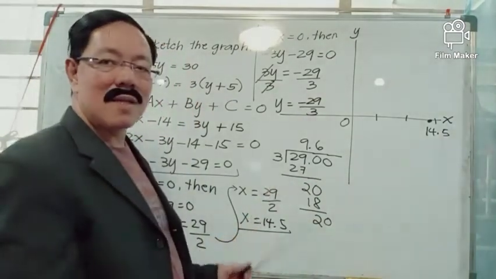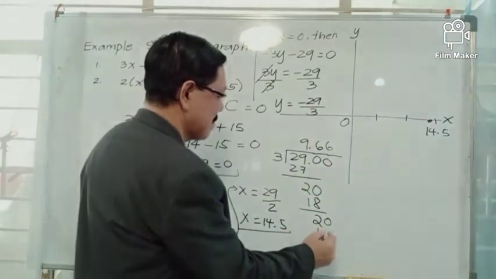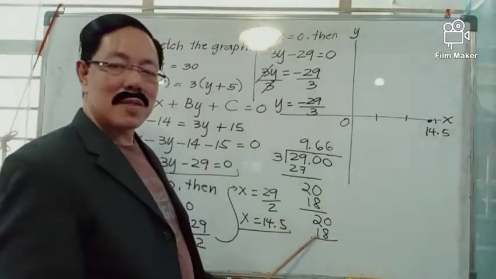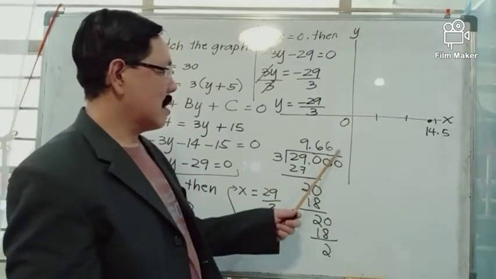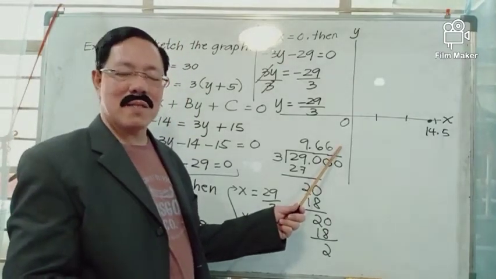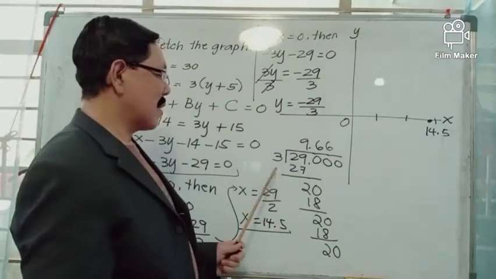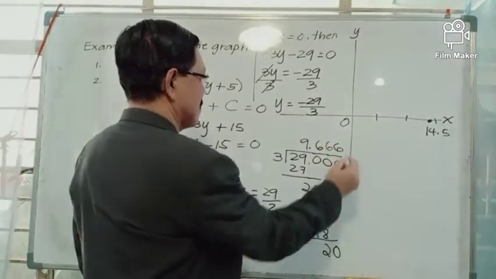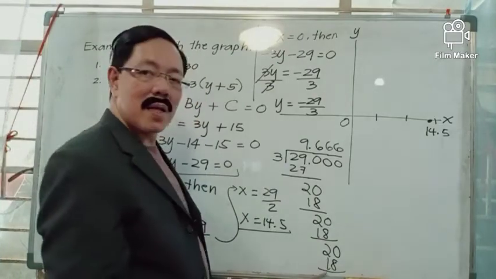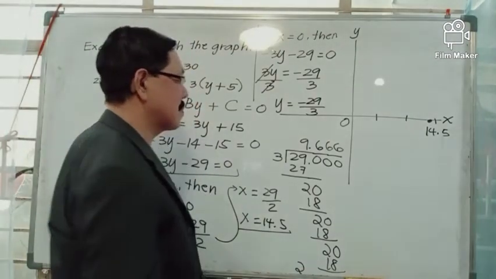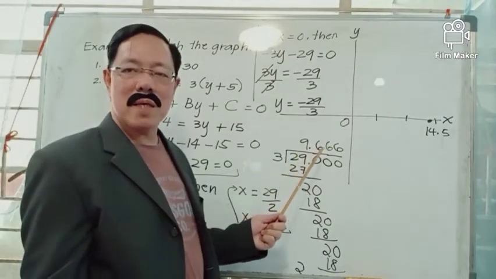20 divided by 3 is 6. 6 by 3 is 18. 20 minus 18 is 2. Add a third 0 so that we will get an answer to 3 decimal places. And bring down 0. 20 divided by 3 is 6. 6 by 3 is 18. And 20 minus 18 is 2. Now we have this answer to 3 decimal places.